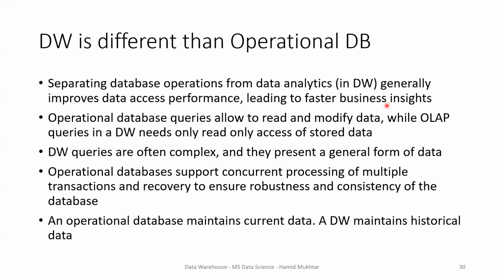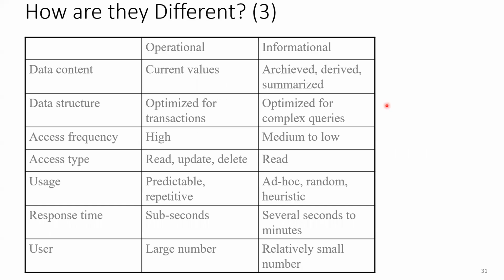And an operational database maintains current data. A data warehouse maintains historical data. That's also an important difference. Okay, current data, which is just available right now. What has happened, we don't know in the operational database, but a data warehouse maintains historical data. Now here is a point-by-point comparison of how the operational database is different from informational.